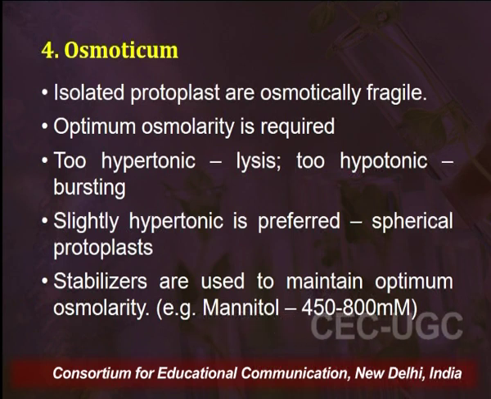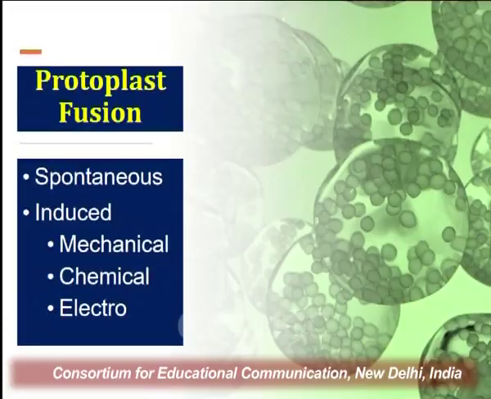Now, why the osmolarity of the osmoticum is important, we have already discussed, so I will just briefly repeat that. Too hypotonic a solution will cause bursting of the protoplast, and too hypertonic a solution will cause shrinkage of the protoplast. In order to further stabilize the protoplast, specific stabilizers are also used nowadays, which also help in maintaining the optimum osmolarity of the osmoticum. The most common stabilizer used is mannitol, in a concentration of 450 to 800 millimoles. So these were a few factors that affect the yield or the viability of the protoplast.